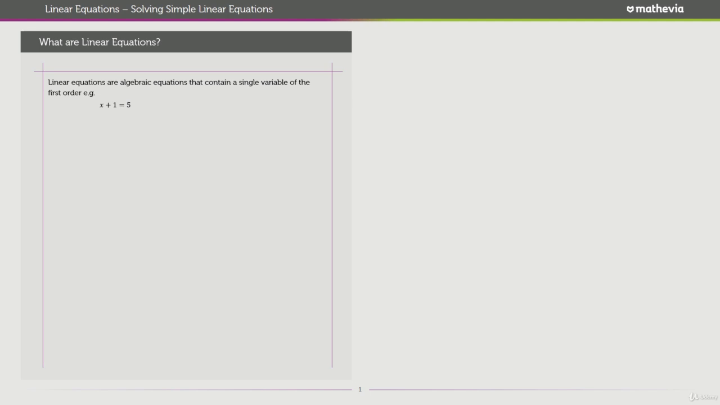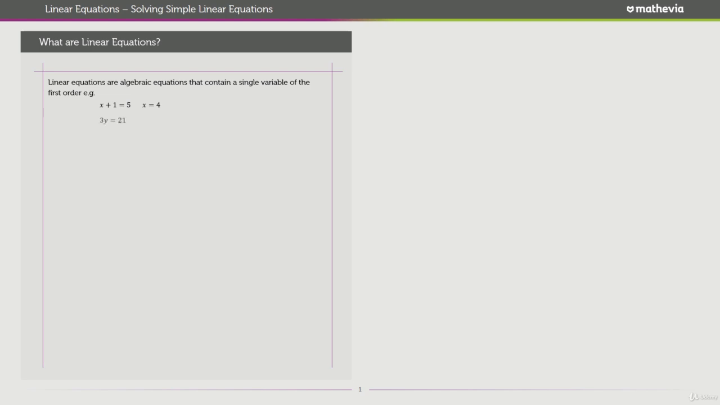Basically, the first order, i.e. x to the power of 1. If you had a variable of the second order, you'd have x squared. But in this case, we have a single variable of the first order, x plus 1 equals 5. Now, what this is simply asking is, what would you add to 1 to give you 5? And I believe you'd agree with me that the number you would add to 1 to give 5 is 4. So in this case, x is 4.